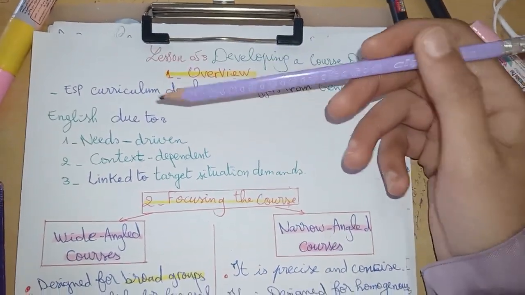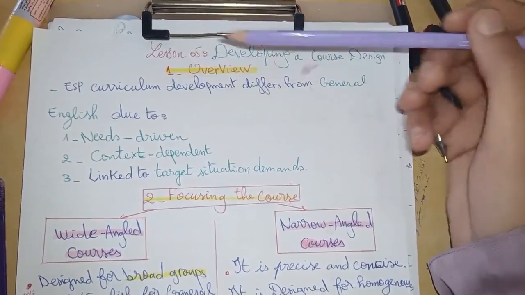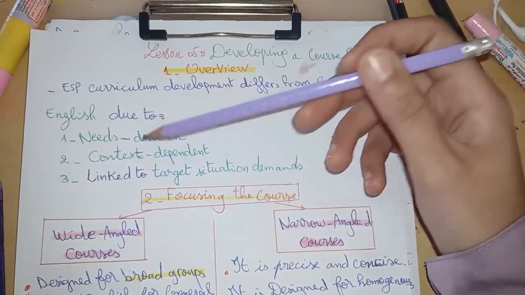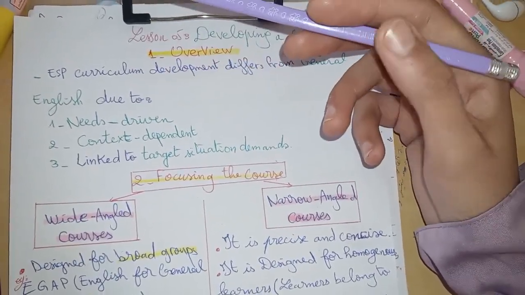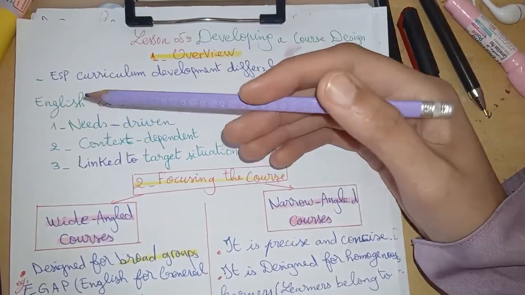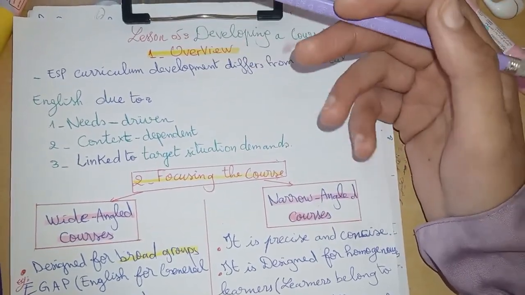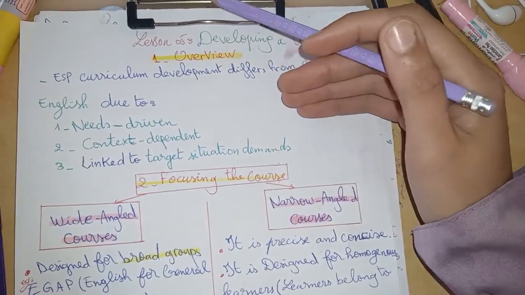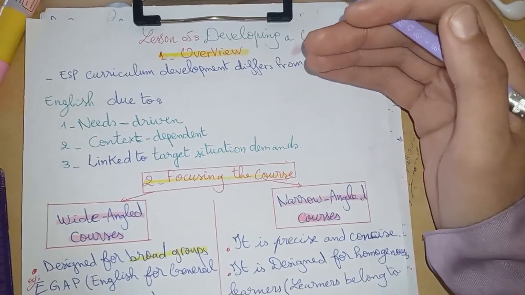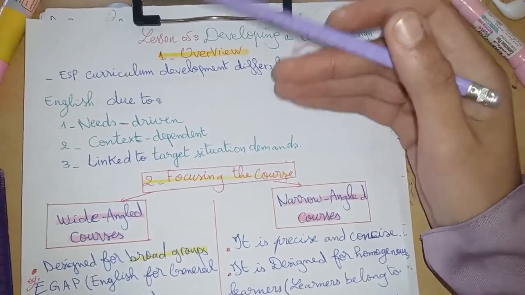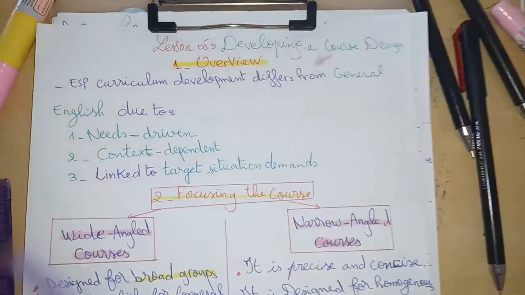because it is needs driven, so we rely on our learners' needs. Second, it is context dependent. According to the context, it differs from class to class, from each ESP class. As we know before, the ESP course for medical purposes, for example, is different from English for business. Also, it is linked to target situations and demands of learners for sure.